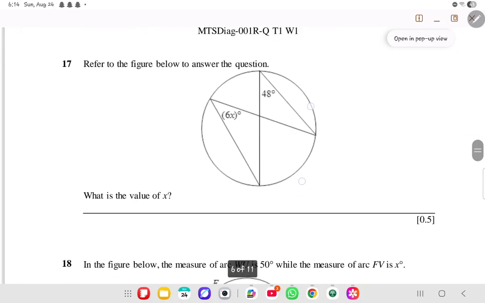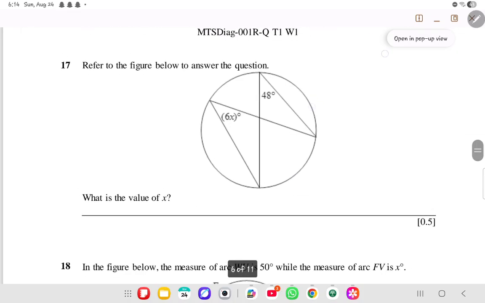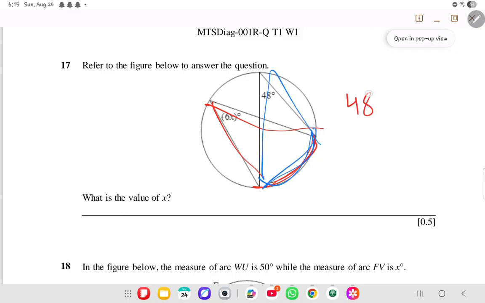What's the value of x? Whenever you see something like this, I'll explain it once. Because it's an inscribed angle intercepting this angle, 6x is intercepting this angle, and then 48 is intercepting this angle. This means that they are the same. That means 48 is equal to 6x. And then x is equal to 8. Move on to question number 18.